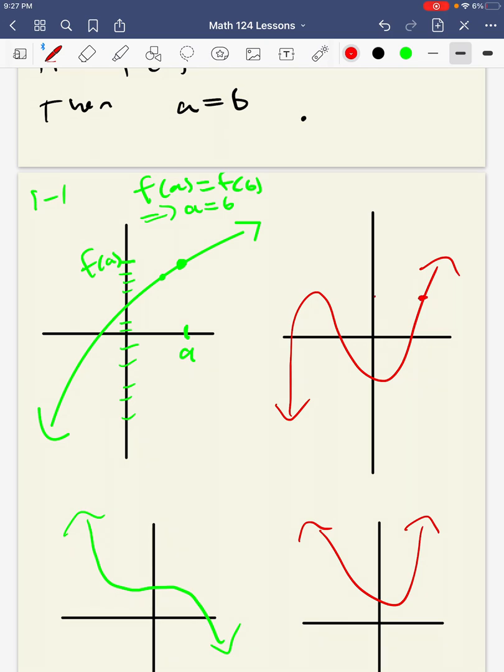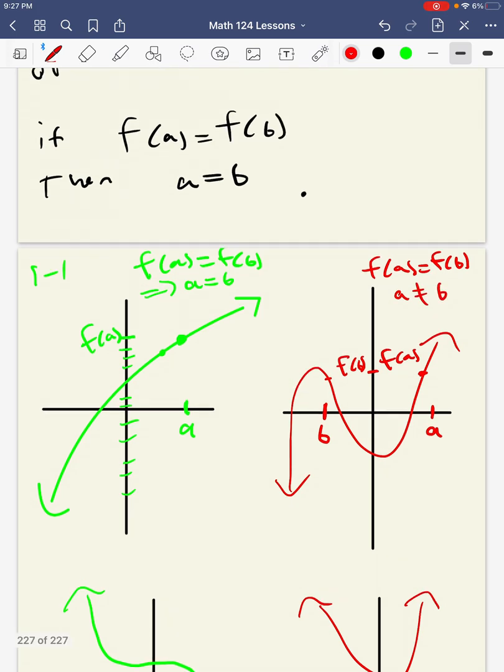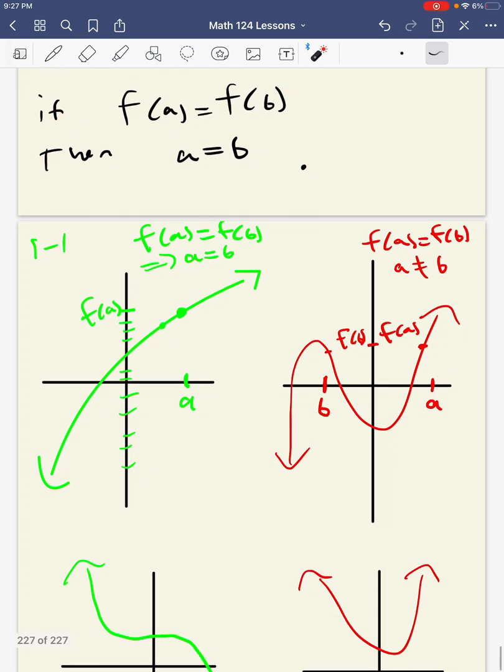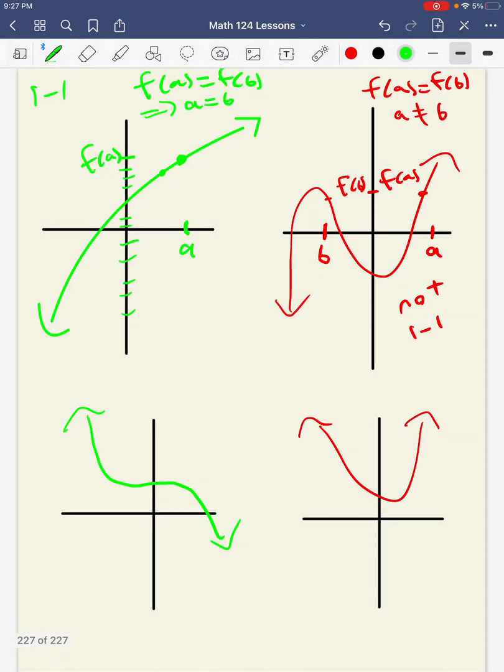Let's look at this graph in red. Let's say this is A, so that's f of A. Let's say this point here is B, so this is f of B. So in this particular situation, we have f of A equals f of B, but we also have A and B are different. So it fails this condition, right? We have two inputs giving the same output. So this graph here in red is not 1 to 1. Right, and for similar reasons, this green graph is 1 to 1. This red graph here is not 1 to 1.